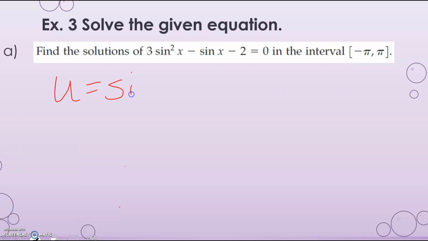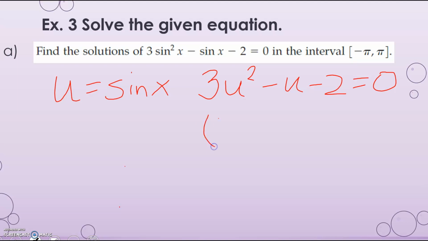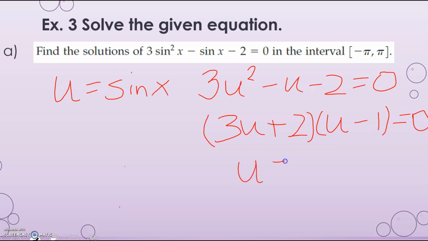equals sine x. Okay, if I let u equal sine x for this particular question, then I can rewrite this as 3u squared minus u minus 2 equals 0, which then becomes quadratic, something that we know what to do with, which is factoring. So this factors into (3u plus 2)(u minus 1) equals 0, which means u equals negative 2 over 3, and u equals 1.